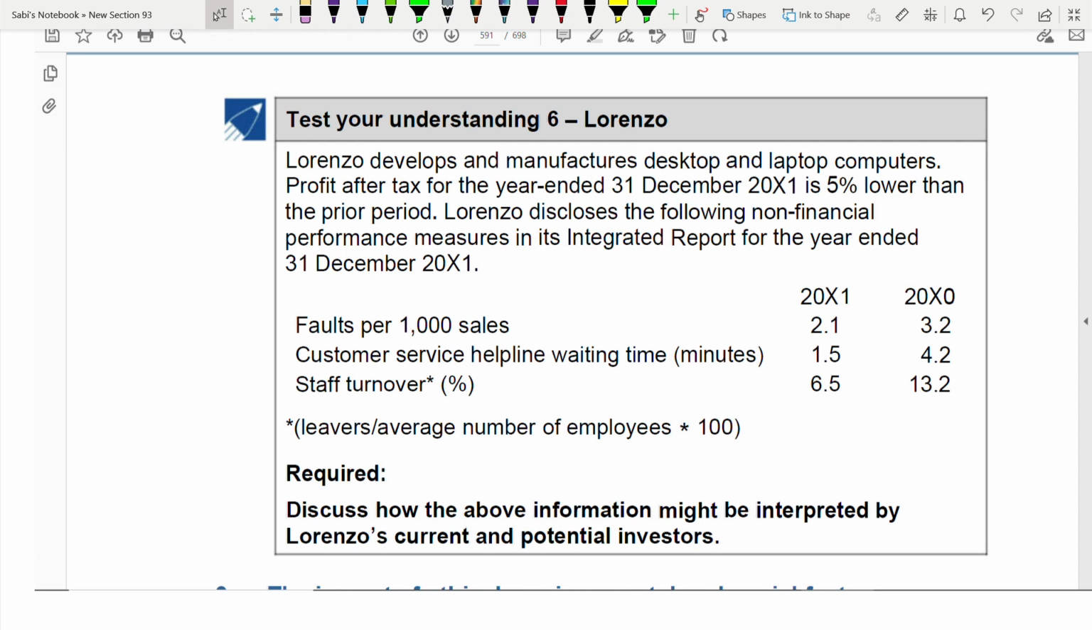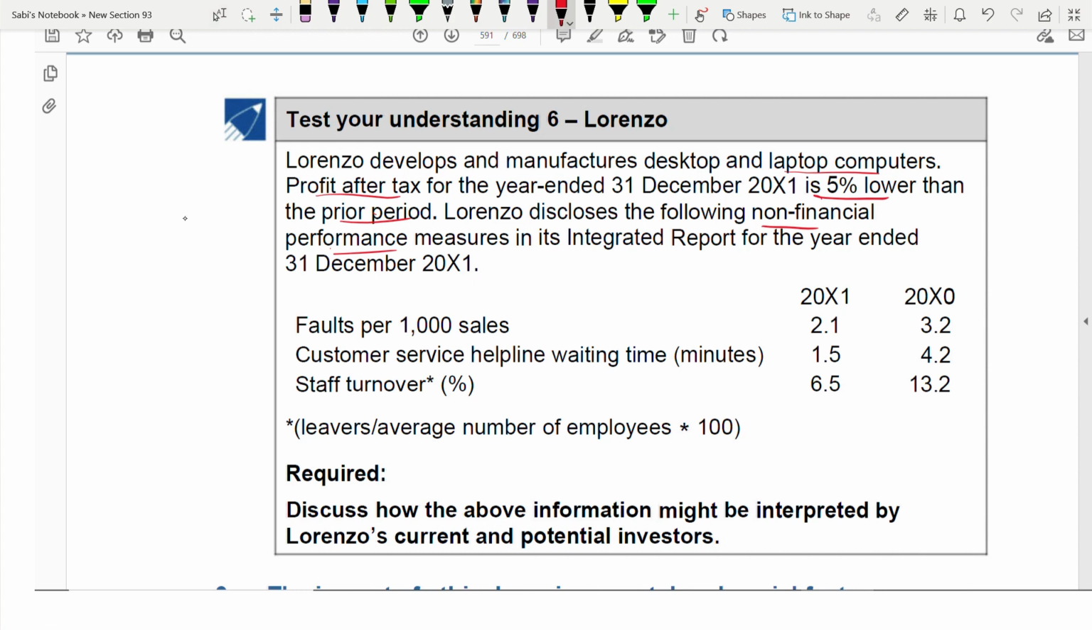Test your understanding 6. Lorenzo. Here, Lorenzo develops and manufactures desktop and laptop computers. Profit after tax is 5% lower than the prior period. They also disclose their non-financial performance measures. Now, these are the non-financial performance measures.